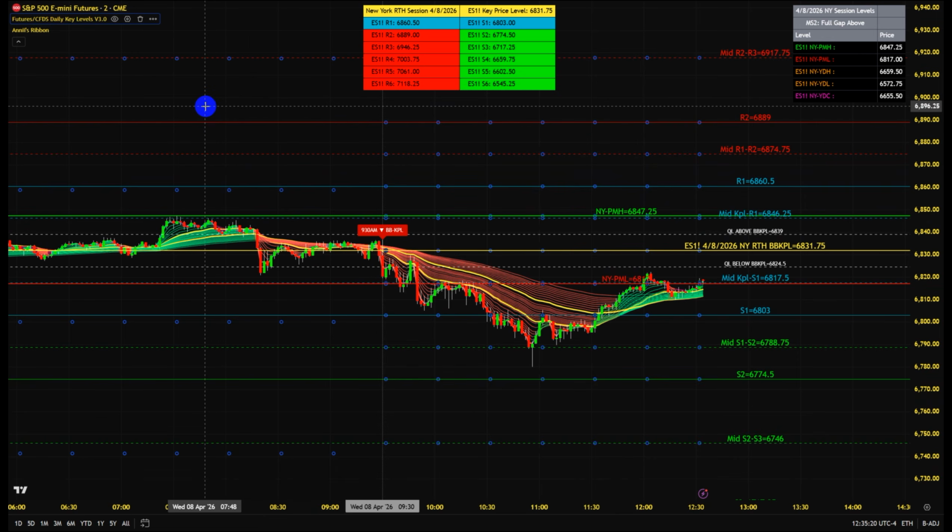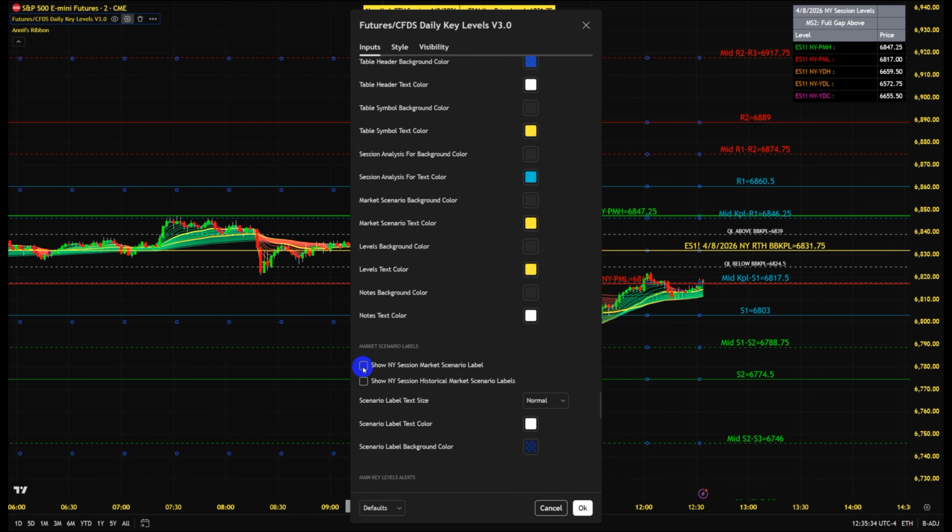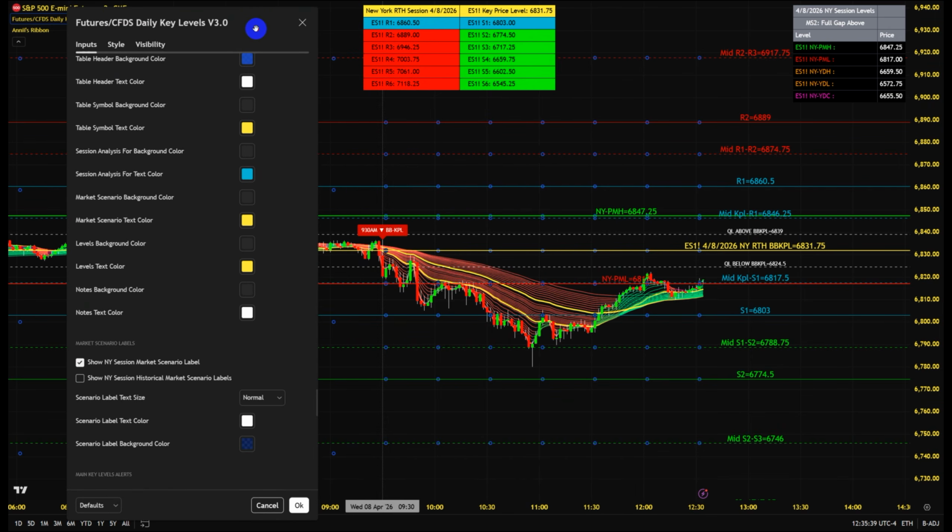The purpose of the market scenario analysis is to give you additional context for the particular trading session. The market scenario also has a label, so you can turn on the market scenario label here. Now this is not so much useful in the current session. As you can see here, here's the label. Not very useful in the current session, as you do have the market scenario here on your chart with this table. Where this does come in handy is in the historical market scenario labels.